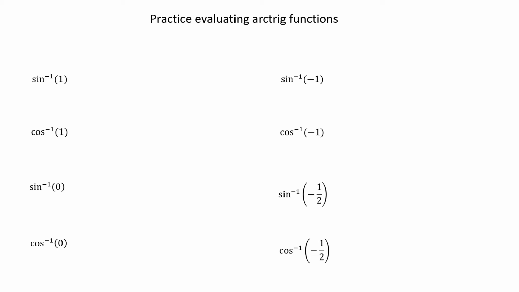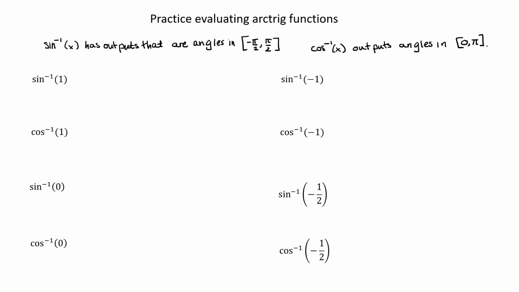Let's get comfortable with these arc functions by evaluating inverse sine and inverse cosine at a few important points. So keep in mind that the inverse sine function has outputs that are angles between negative pi over 2 and pi over 2. And arc cosine has outputs that are angles between 0 and pi.